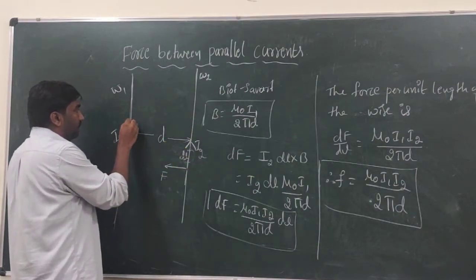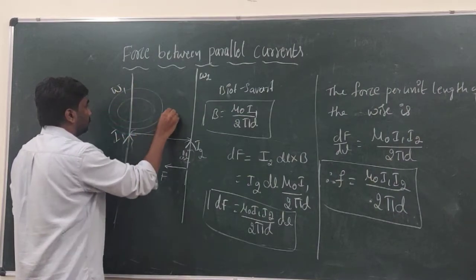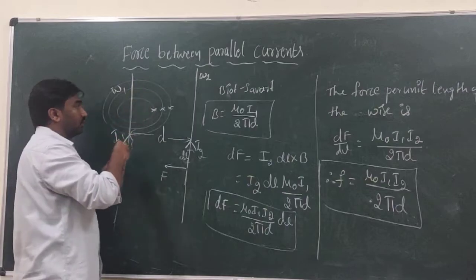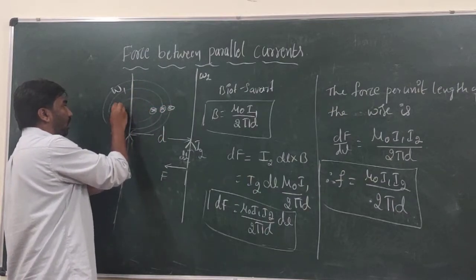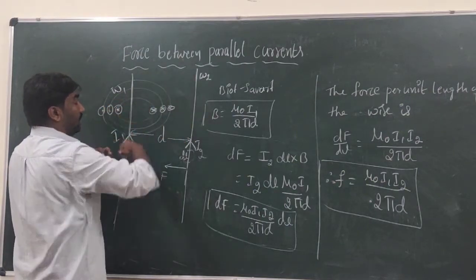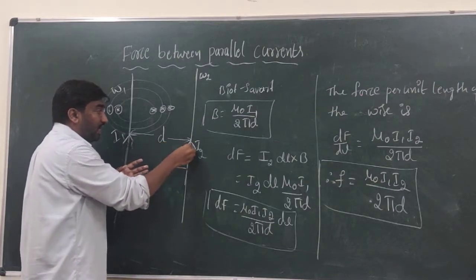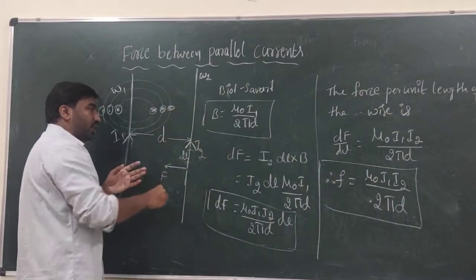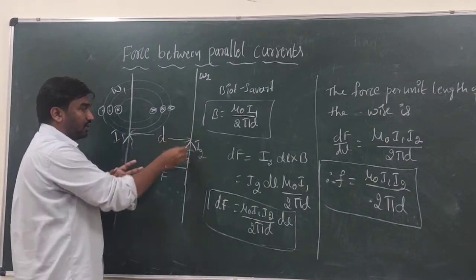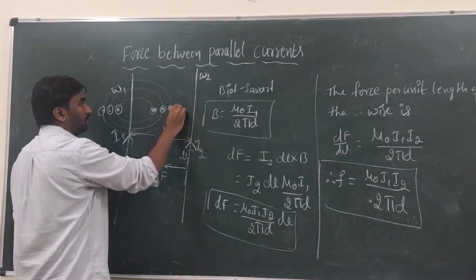For this current I1, the magnetic field is like this. Here it goes into the board, and here it comes out of the board. This current also produces a magnetic field, but the magnetic field here in the wire due to its own current is 0. They are parallel and the angle between them is 0, so it will not affect the magnetic field produced by the same current.